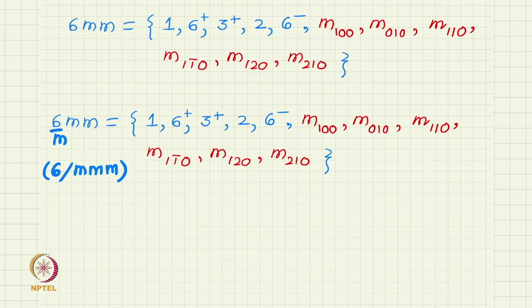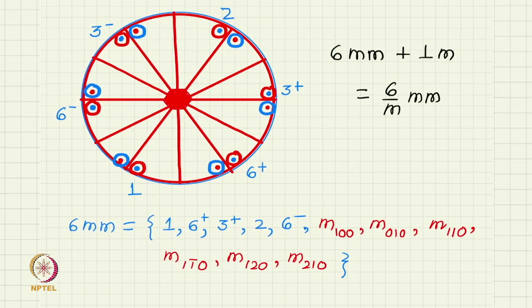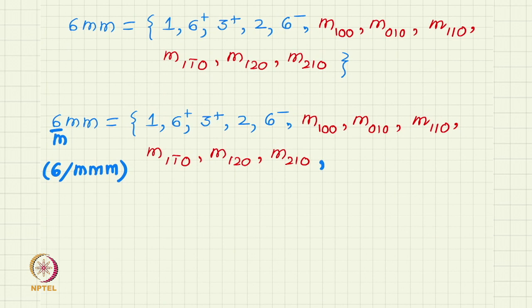So let us continue to develop and add the other 12 operations to this group. Looks like a tough task, but we will manage. I don't have to now tell you that inversion is part of this group, the center of inversion, like we have seen before. So we add an inversion center. We add a new mirror which is perpendicular to 001.